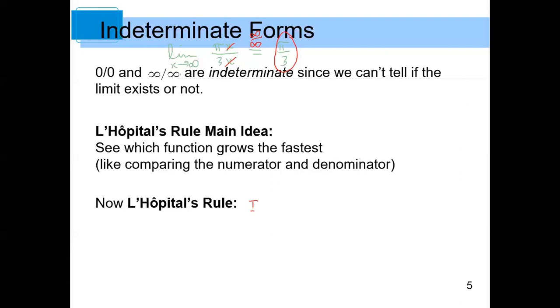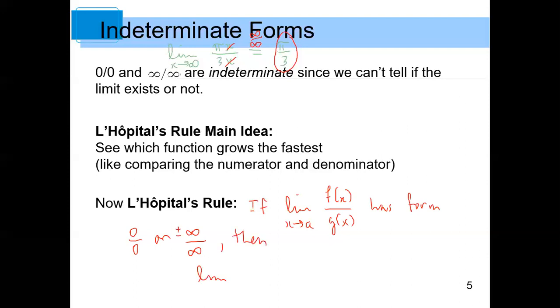It says this: if the limit as x goes to a of f of x over g of x has the form 0 over 0 or infinity over infinity, and by the way, you could have pluses and minuses in here as well, okay? Then the following is true. The limit as x goes to a of f of x over g of x is equal to the limit as x goes to a of f prime of x over g prime of x, okay?